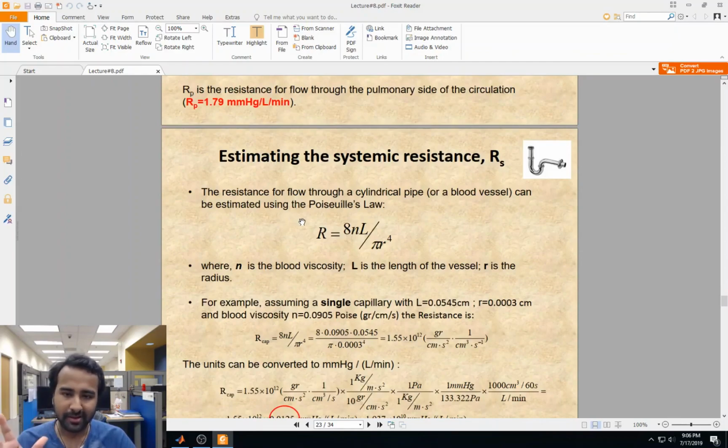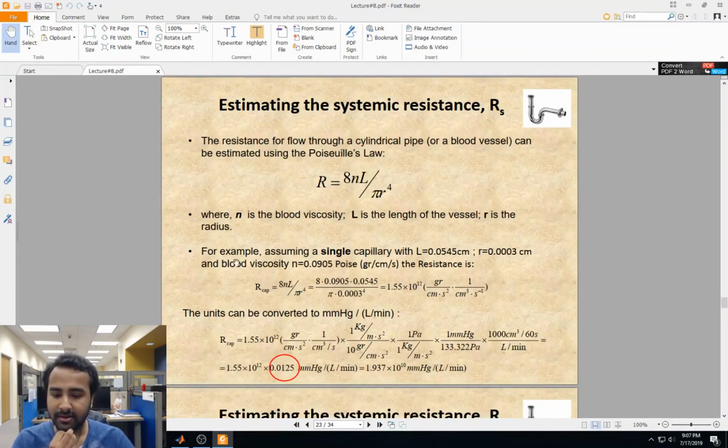So this is the part where you're going to have to work a little. You're going to have to estimate what the systemic resistance RS is using some information I'm about to tell you. First off, the resistance for a flow through a cylindrical pipe, like a blood vessel, can be estimated using what we call in fluid dynamics Poiseuille's law, and it's this equation right here. 8 times n, although we usually call that nu, times L divided by pi r to the fourth, where n is your blood viscosity. Blood viscosity is a measurement of how easily blood flows. L is the length of your vessel, r is the radius, and knowing these parameters, you can figure out how much resistance you have through a particular pipe. In our case, our pipes are our blood vessels.